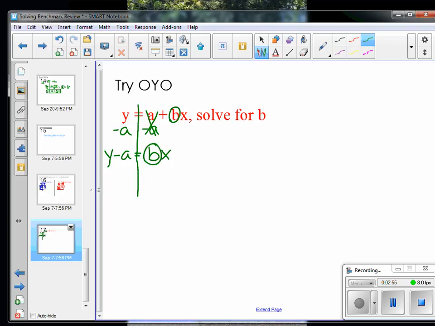We still want to get b alone. It's connected to x by multiply. So the opposite is to divide. And again, we never have to simplify anything on this type. So we just leave it as y minus a over x.